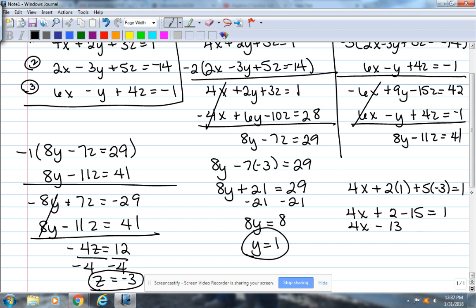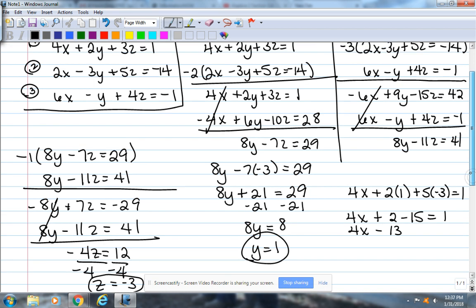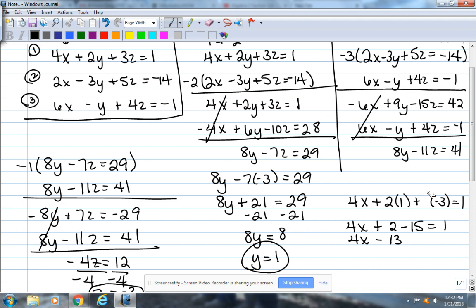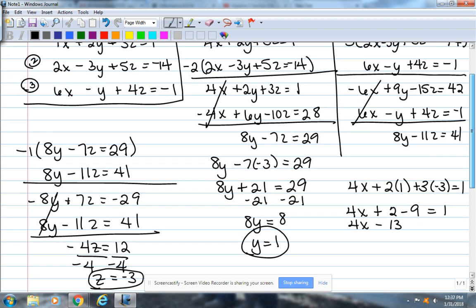I'm sorry. I miscopied my problem. So this should be a 3 right here. And this is -9. See, that's why copying correctly is very important. So that would make -7. And then I add 7 to both sides.